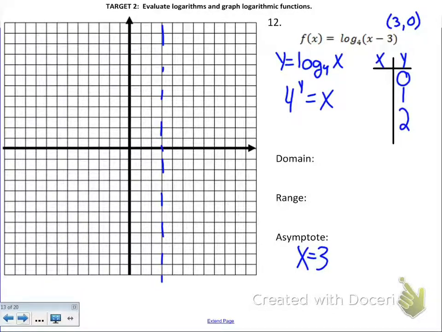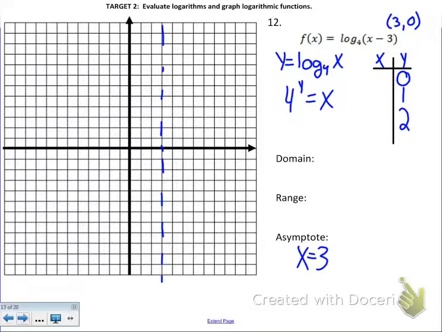Okay, I have this partially done for us. We find our Hank and Kelly point, which is 3, 0. There is no Kelly in this case, which is perfectly peachy. We do our base function of y equals log base 4 of x. And then we translate that, or we manipulate it, into an exponential function. So 4 to the y equals x.